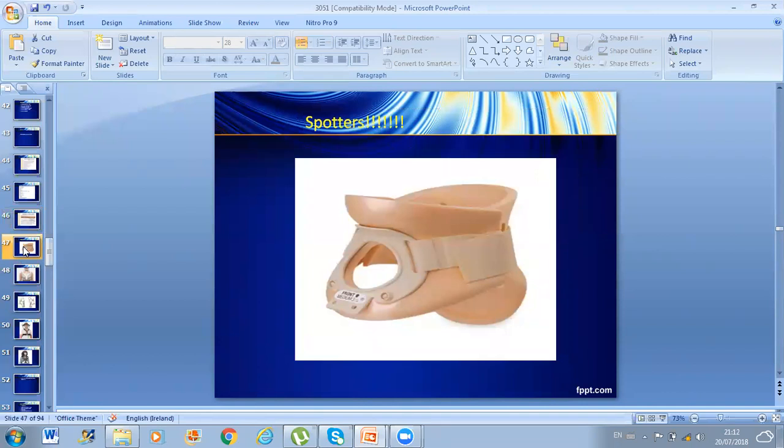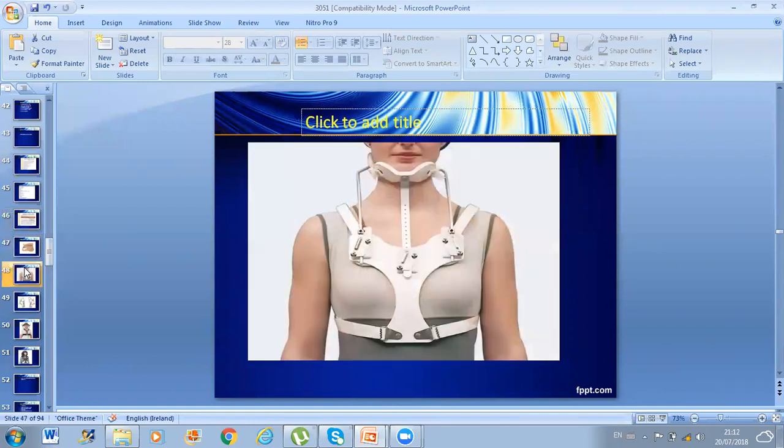Cervical collar. Hard Philadelphia cervical collar. It's a Philadelphia collar. Okay, yes. Philadelphia collar. Yes, I heard this. Okay, so it's a Philadelphia collar. What is this then? This is Milwaukee.